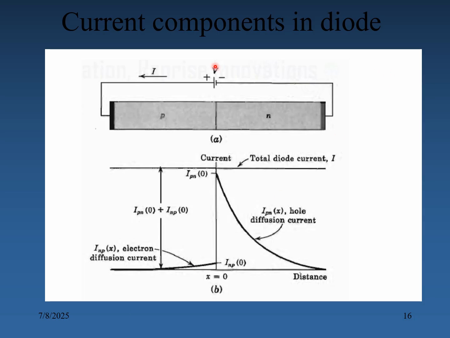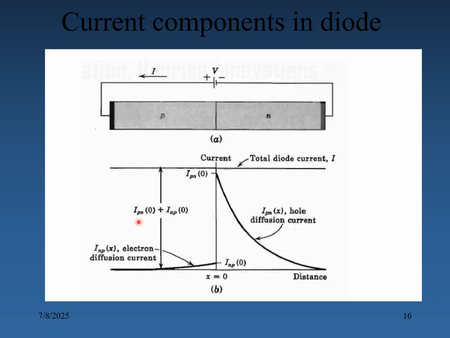Current components in a diode. Till now we know that electrons move from the P side to the N side, and holes move from the N side to the P side, constituting the current. But in reverse bias we know that there is a small amount of current due to the minority charge carriers. Here, the total amount of current in the P side is calculated. Total current I is equal to the following.